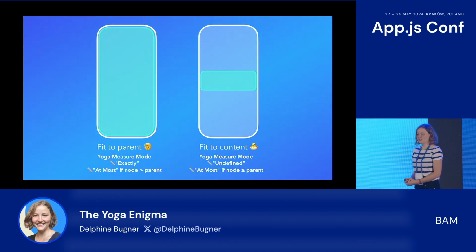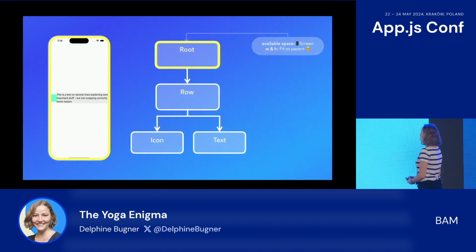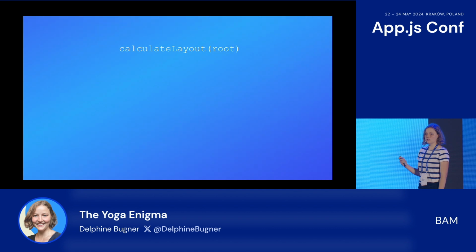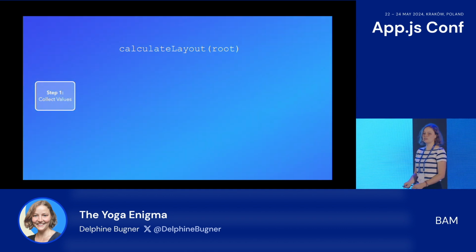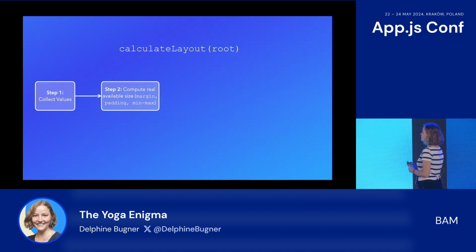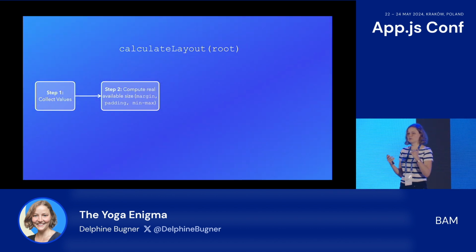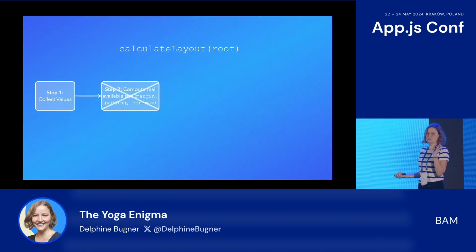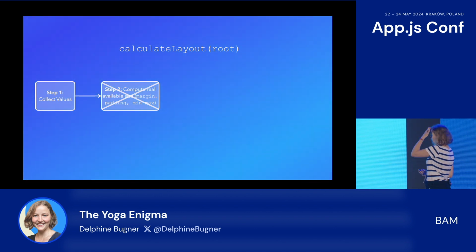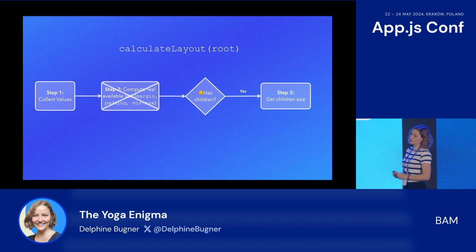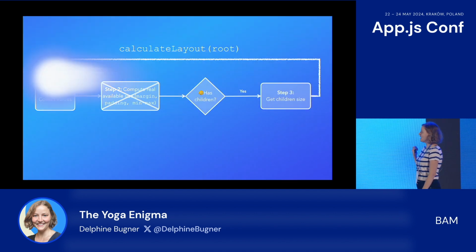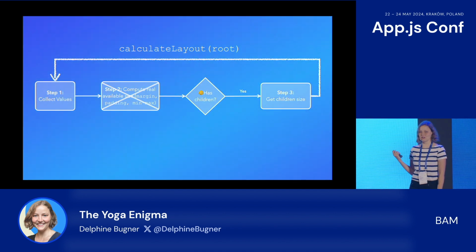Well, we have finally everything we need to start the computation. Available space: screen, and because of the flex 1 parameter, we all have to fit to our parent for width and height. First step of calculate layout is just to collect all the values we need in the node. Second step is to compute the real available size, like subtracting the margin and padding, and applying the min and max constraints. We don't have them here, so we don't have to focus on this part. And step 3 is to check whether you have children or not. And if you have children, you have to measure them at step 3. So, yeah, by calling yourself, so let the recursion begin.